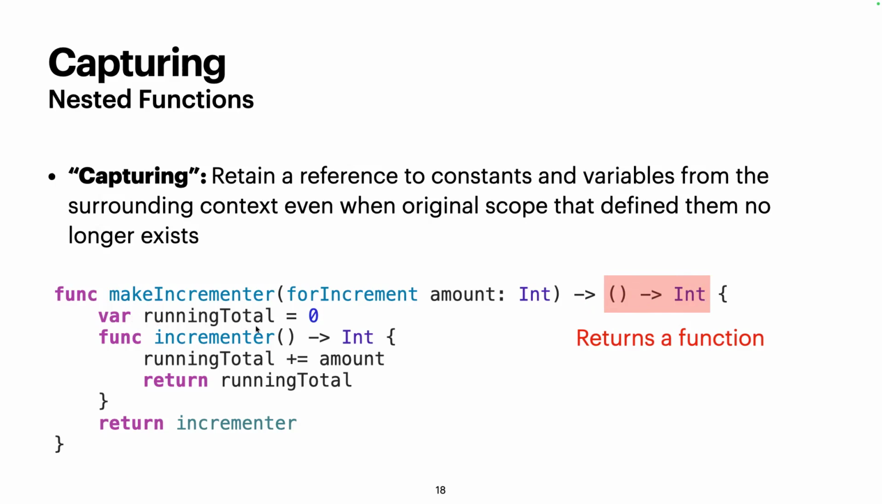We have this variable called runningTotal, which is initialized to 0 from the beginning. And we have this nested function. Remember from the last slide, a nested function is also a closure. This nested function returns an integer. It's called incrementer, and what it does is take the amount that we passed in from the outer function and increment runningTotal by that amount, and then return the resulting updated value of runningTotal. Then in the makeIncrementer function, we're returning incrementer. So incrementer is a function that accepts no arguments and returns an integer.